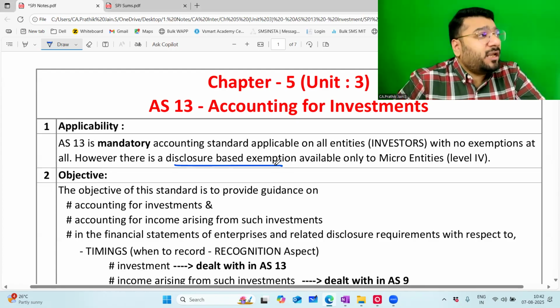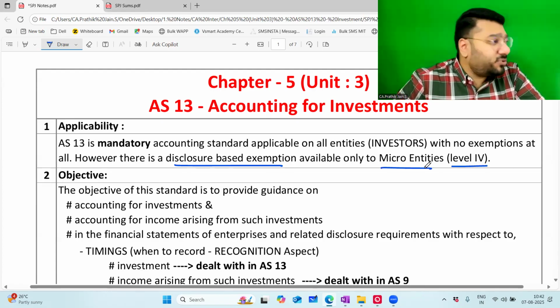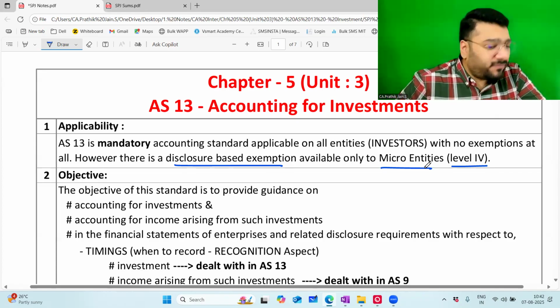There are certain disclosure requirements in this standard, and for level 4 entities, which are micro entities, they don't have to follow the disclosure requirements. I mean, the disclosure notes, they don't have to give. They are exempted from that.